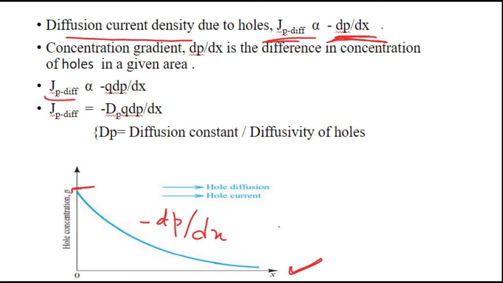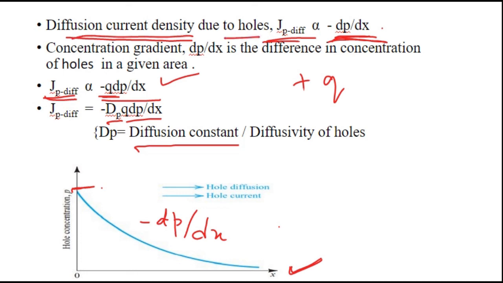So here your Jp diffusion is proportional to what? Q times, it is the charge which is actually flowing. So you have to substitute the charge value Q. Here Q is positive for holes. So Q times minus of dp by dx gives minus of Q dp by dx. So the minus symbol is retained inside the diffusion current density for holes. Again we will substitute the diffusion constant to remove the proportionality, that is Dp times q dp by dx. Minus of Dp times q dp by dx is the formula for the diffusion current density due to the holes.